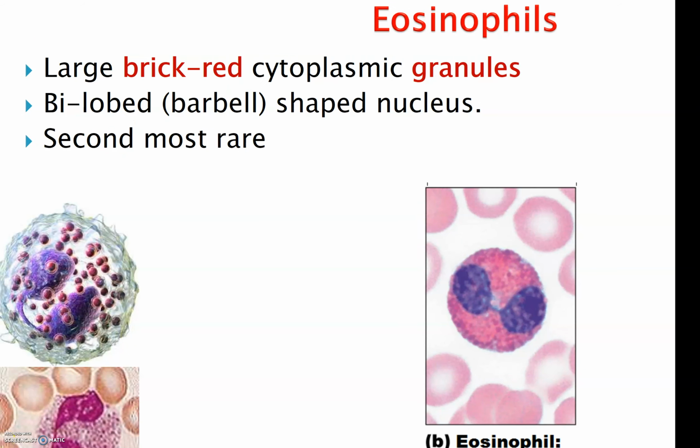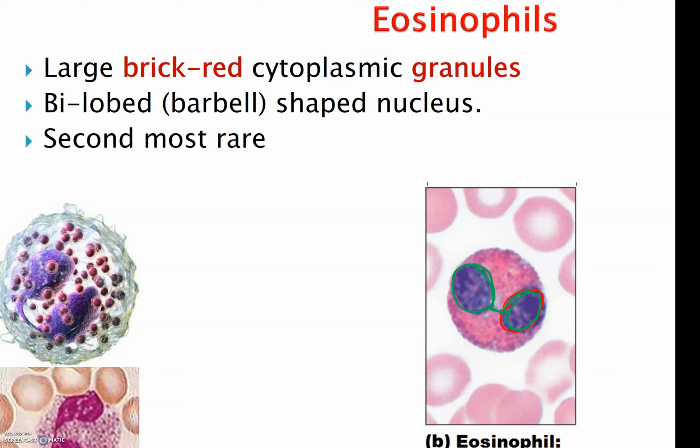Our second type of granulocyte is an eosinophil. I've also heard eosinophils, and they have these barbell-shaped nuclei. They also have these brick red granules. Remember the acidophils in the pituitary were red? Well, the eosinophils actually react to the same dye as eosin, and they turn a brick red as well. It's the second most rare white blood cell.